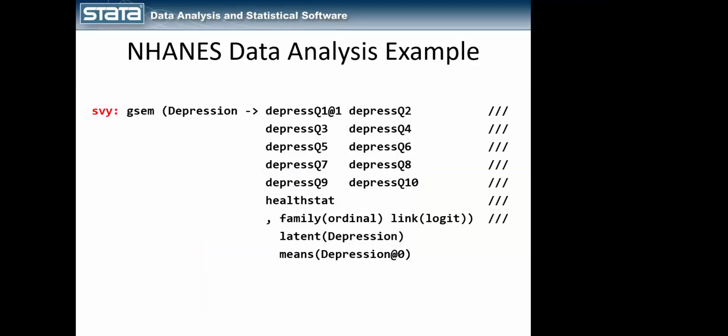If we look at the command here, the command is gsem, and this is what creates that depression scale. Notice all I have to do to incorporate the survey weights is put svy colon in front of that giant gsem command, and it will incorporate the survey weights into all of this. Notice here at the bottom it says family ordinal, link logit. So you can fit very sophisticated models, even generalized structural equation models, that incorporate survey weights.